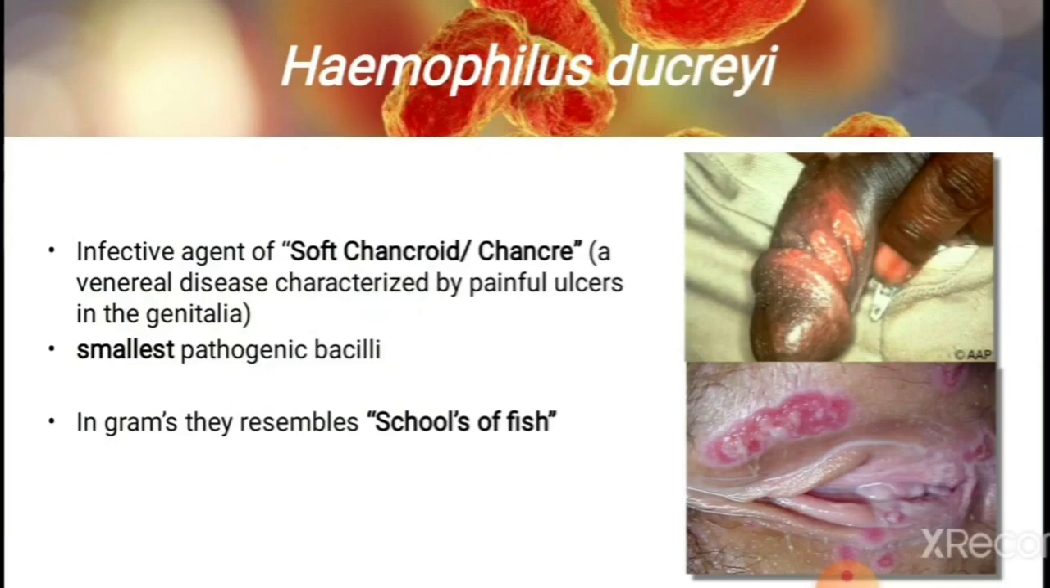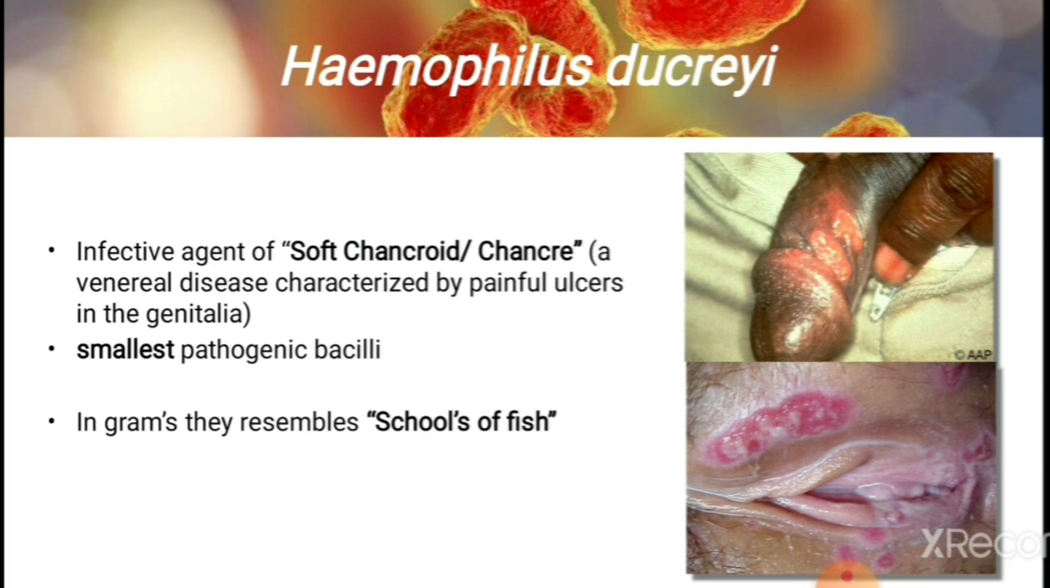Next, we also have our Haemophilus ducreyi. It is the causative agent of our soft chancre or chancroid. So how do we define this one? It is a venereal disease characterized by painful ulcers in the genitalia, as you can see in the picture. And please remember that Haemophilus ducreyi is the smallest pathogenic bacilli. In gram stain, they resemble schools of fish. And then our Haemophilus ducreyi needs X but not V factor.